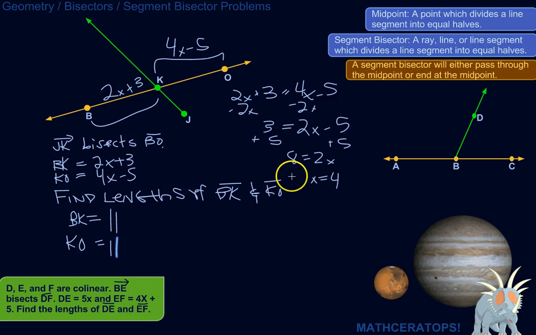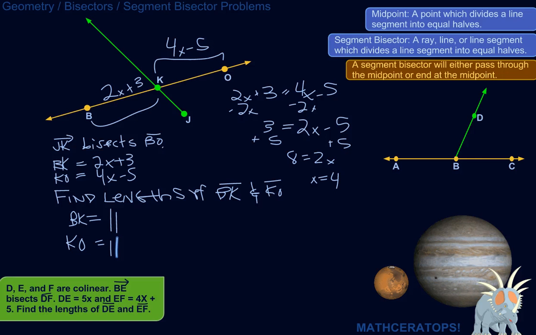D, E, and F are collinear. I haven't set up a picture here, so I'm going to show you the process of setting up a picture. D, E, and F are collinear. That means they're on the same line. They share a line. The ray BE bisects DF, the line segment DF.